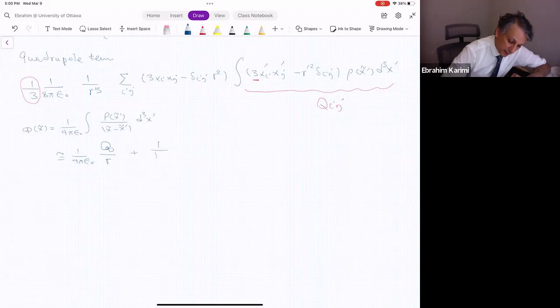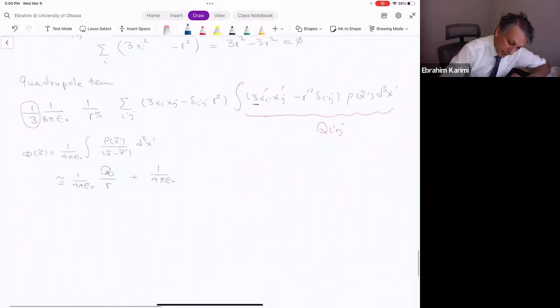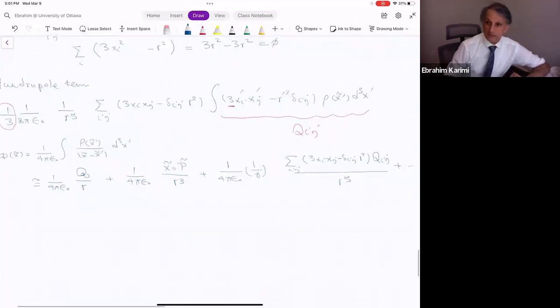Plus 1 divided by 4 pi epsilon 0, x dot p divided by r power of 3, plus 1 divided by 4 pi epsilon 0, 1 divided by 6 as well, summation of ij, 3xi xj minus delta of ij r power of 2, qij divided by r power of 5, plus the other terms that I have not written.